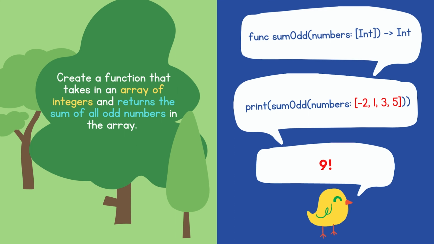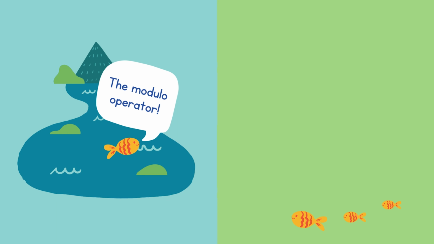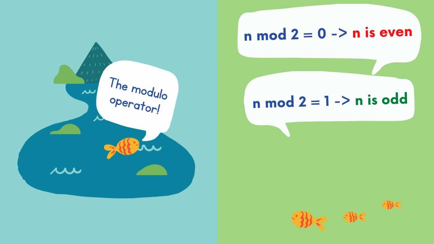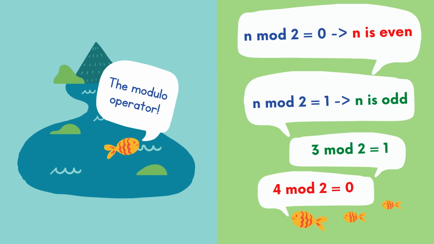The easiest way to check if a number is odd is to use the modulo operator, which returns the remainder of a division operation. If a number n is evenly divisible by 2, n mod 2 will evaluate to 0. On the other hand, if n is not evenly divisible by 2, n mod 2 will evaluate to 1, meaning that the number is odd. For example, 3 mod 2 is 1 because 3 divided by 2 has a remainder of 1. But 4 mod 2 is 0 since the remainder of 4 divided by 2 is 0. You can use this knowledge to finish the challenge.